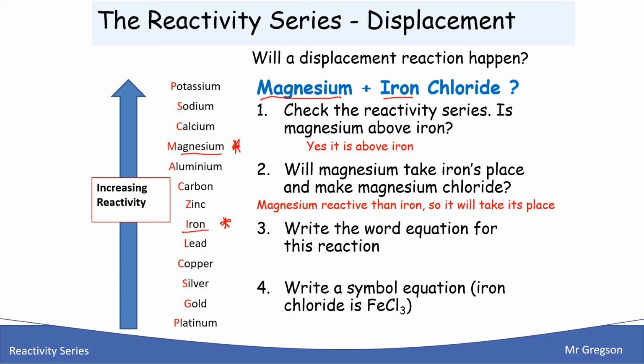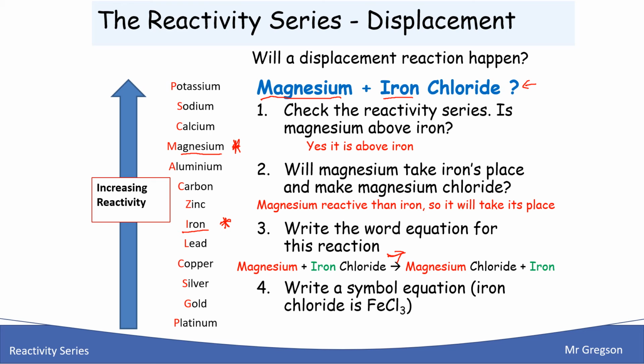Okay, there we go. So we write the word equation for this reaction. The word equation: magnesium plus iron chloride, so that was our question from up here. And we use this arrow, we don't use an equal sign. Arrow turns magnesium chloride and iron separately. So we've split up the iron chloride, and now we've got magnesium chloride and iron.